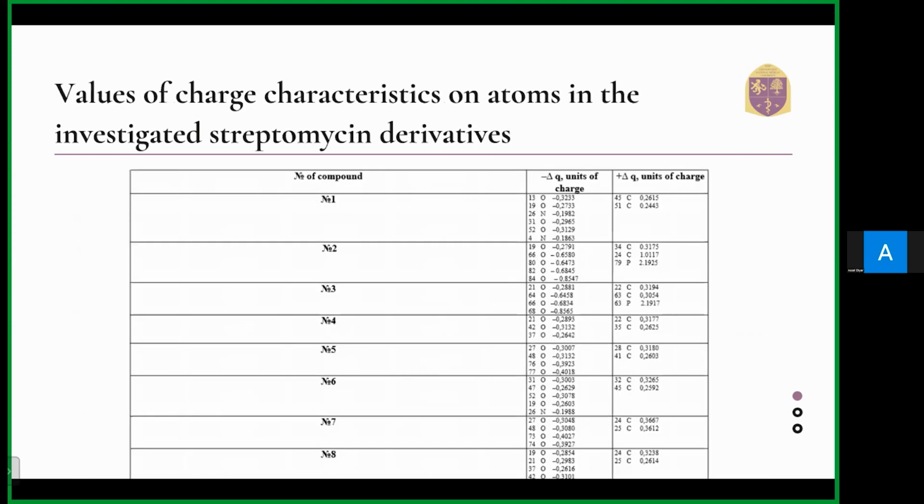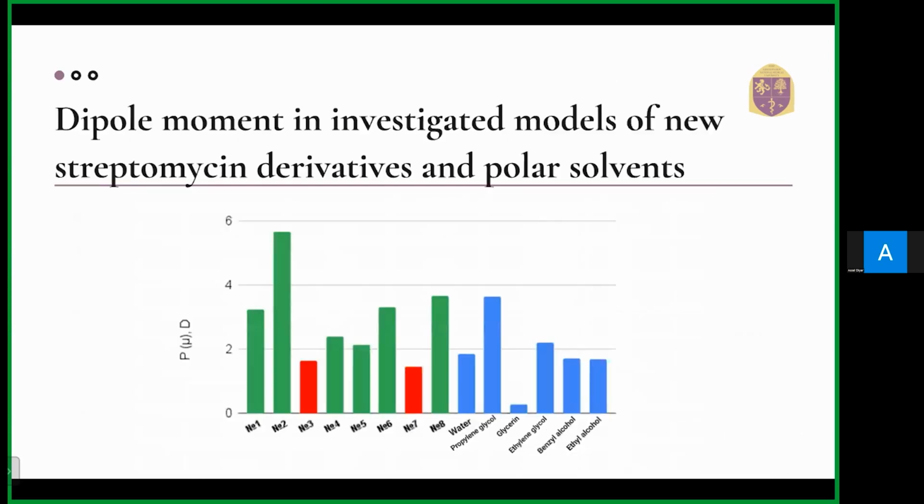Next, the analysis of charge characteristics on atoms in a model molecule shows that the reaction center for nucleophilic attack is oxygen in a single bond in a hydroxyl group of streptomycin derivatives, and the nitrogen with a double bond in the guanidine group. Next, we calculated dipole moments of this model and compared them with polar solvents. This shows that most of the compounds, except for number 3 and number 7, are soluble in the most polar solvents, which means that these streptomycin models can be applied injectively in theory.